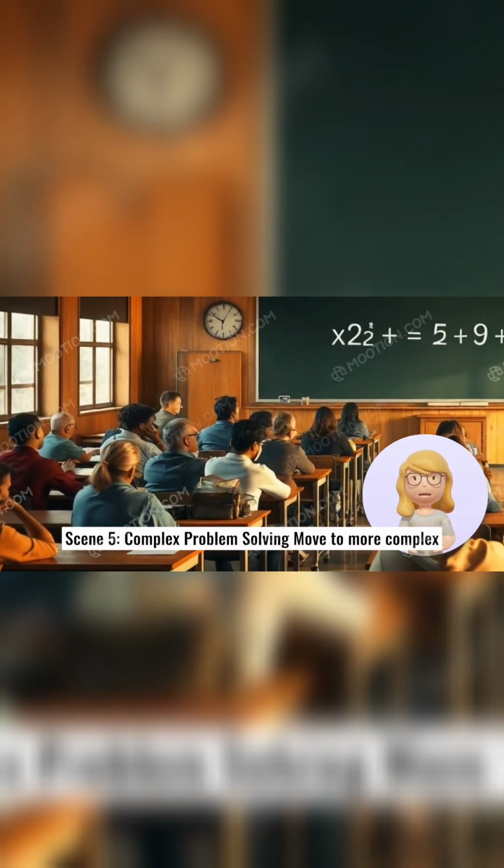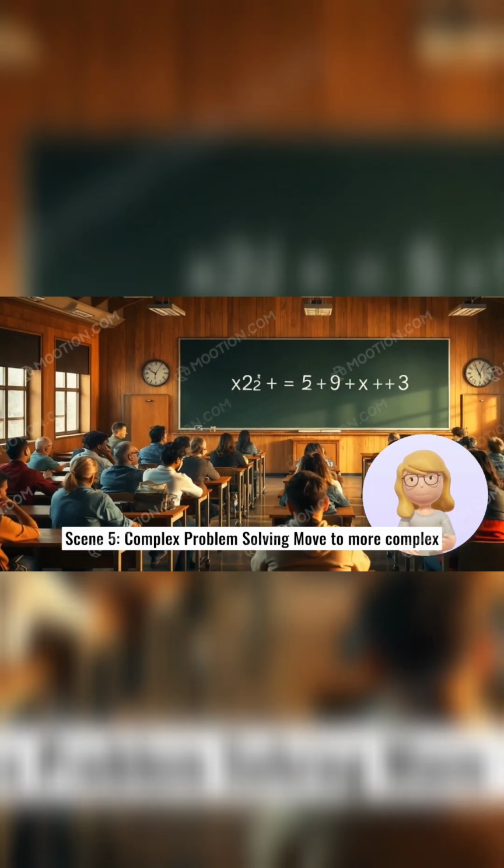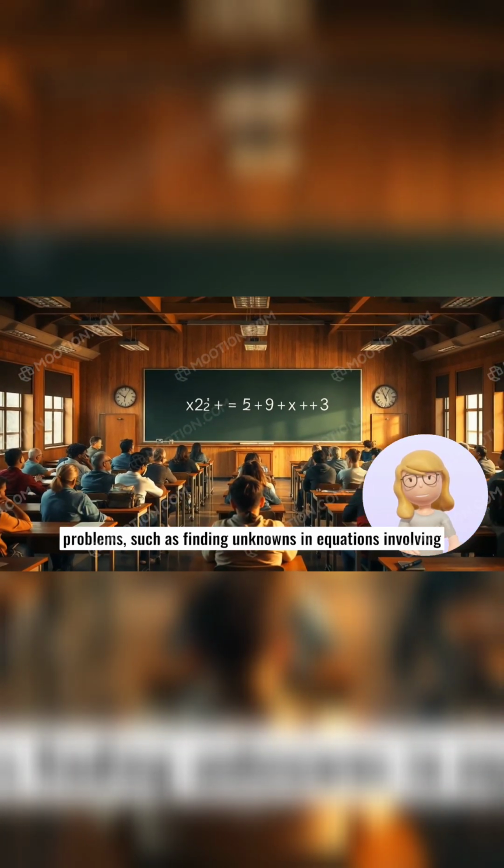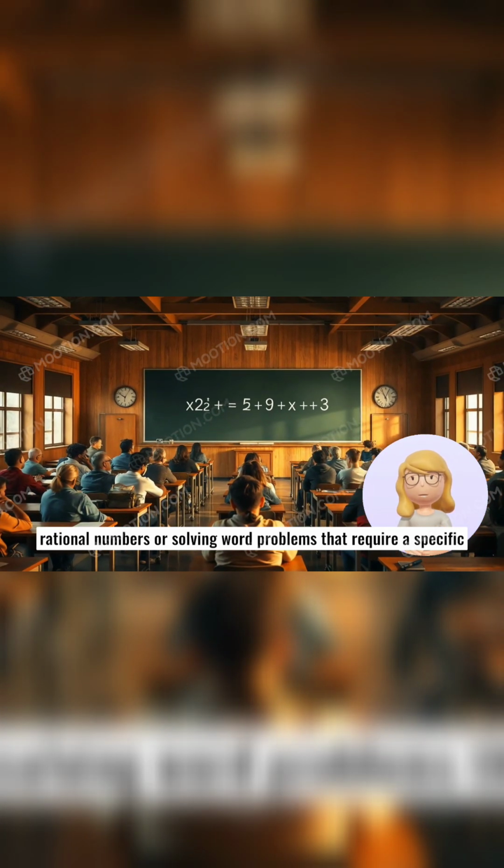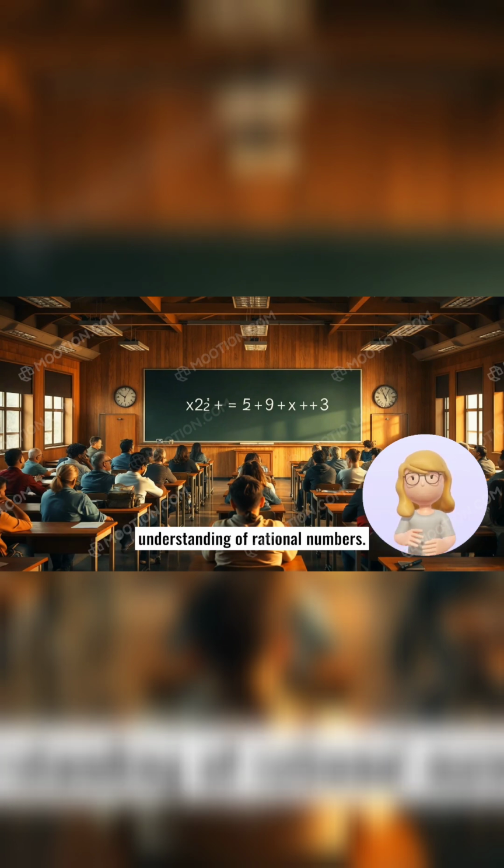Scene 5. Complex problem solving. Move to more complex problems, such as finding unknowns in equations involving rational numbers or solving word problems that require a specific understanding of rational numbers.